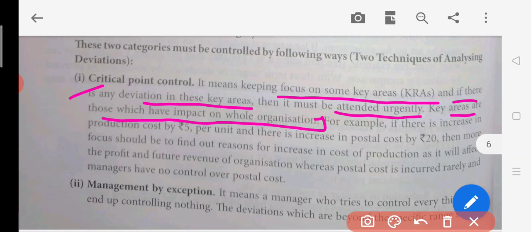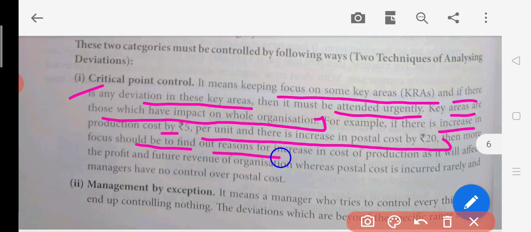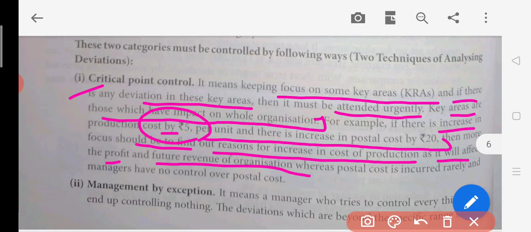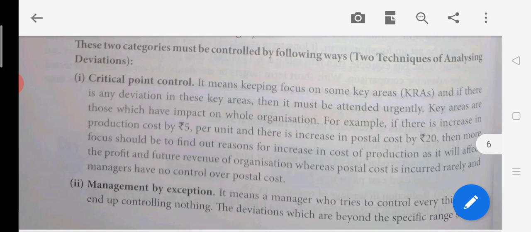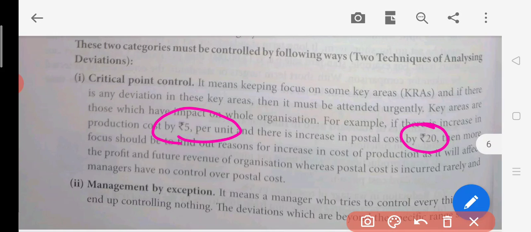For example, if there is an increase in the production cost by 5 rupees per unit and an increase in postal cost by 20 rupees, then more focus should be on finding out the reason for the increase in the cost of production, as it affects the profit and future revenue of the organization. Here you can see that only 5 rupees per unit is there, and the postal cost is 20. You might say this should be ignored, but it is not the case here. This is production cost, and production cost is always huge. This is just 5 rupees per unit, but the total cost is too much here.